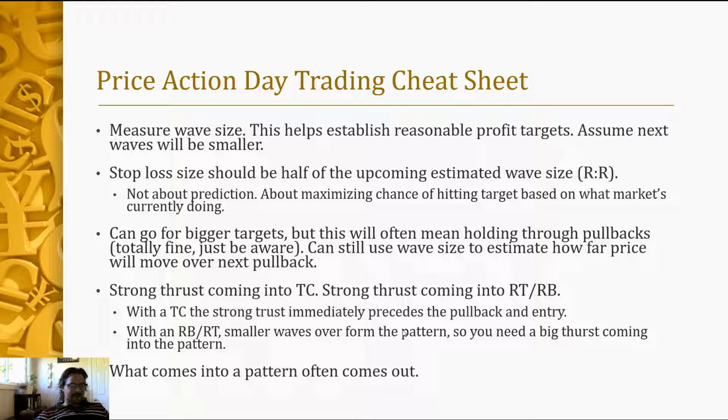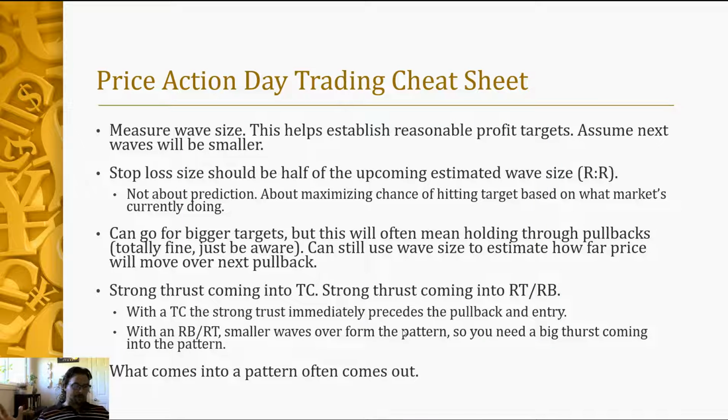Strong thrust coming in. These are two of the patterns I trade: trend continuation, and rounded tops and rounded bottoms. So we need a strong thrust coming into a trend continuation. We also need a strong thrust coming into a rounded top or bottom. If we move sideways and then we get one of these little patterns, I'm probably not going to trade it. I want that strong movement coming into these patterns. So with the TC, the trend continuation, we have a strong thrust that immediately precedes the pullback and entry.